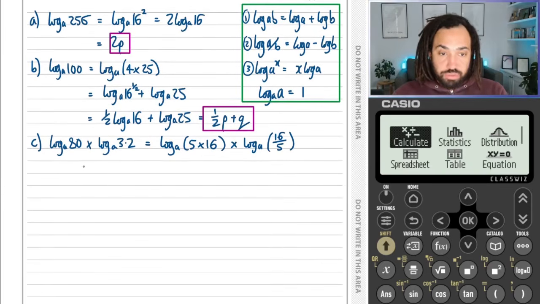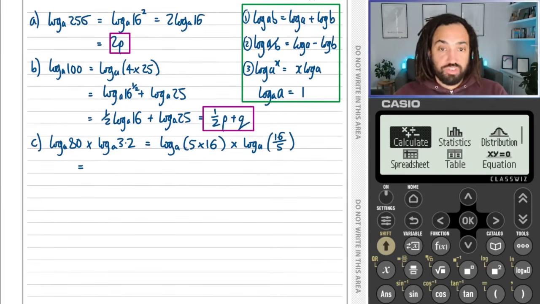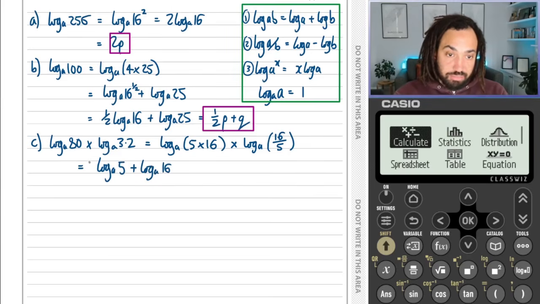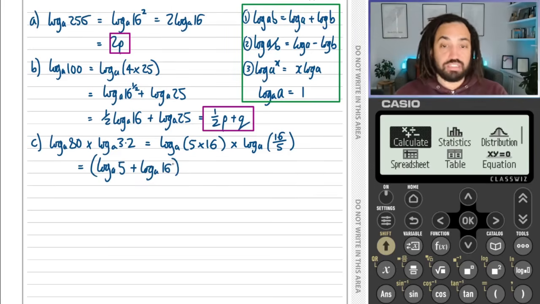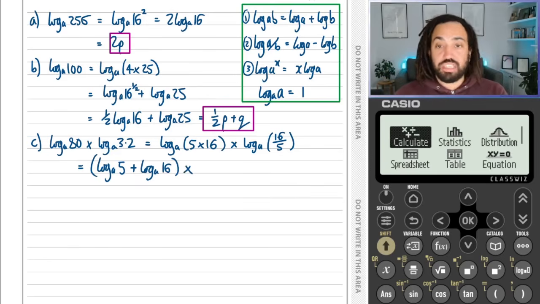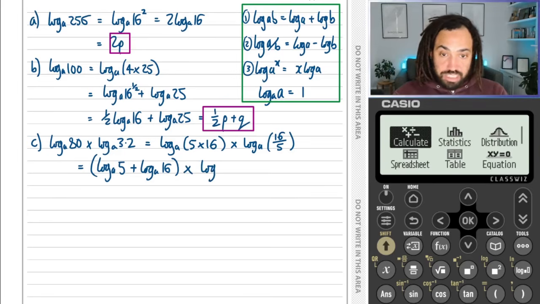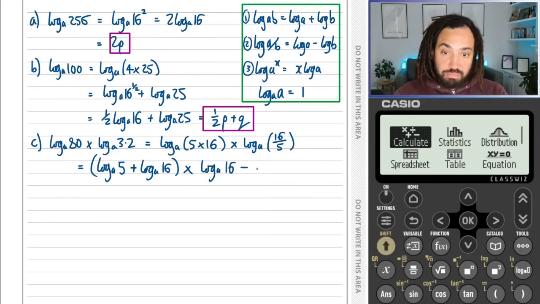So let's just scroll down now, and let's use some of these log rules. For the first one, we've got them multiplied together inside, so we're going to use log rule 1, and we're going to say this is log A of 5 plus log A of 16. We'll keep that in brackets because we're then going to multiply that by this one, for which we're going to use log rule 2, and say this is log A of 16 minus log A of 5. Again, keep it in brackets like so.